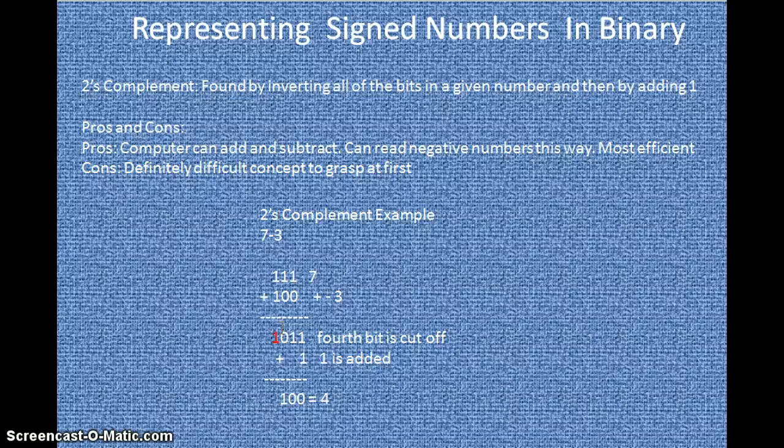The cons would be probably the same as the 1's complement, the fact that you have to kind of understand that rule and make sure you implement it every time and don't forget. So basically, it's a pretty easy concept.